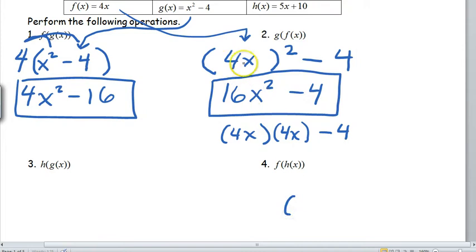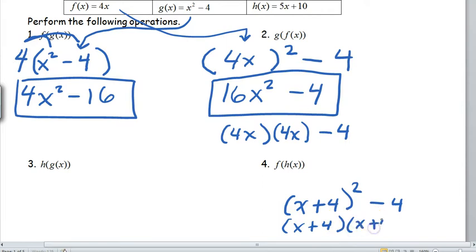And say if instead of being 4x, say if it had been x plus 4 squared, minus 4, whatever. This time, I can't just square the x and square the 4. When it's a sum or difference in there, that's when I have to do x plus 4 times x plus 4 and FOIL it. But if it's just a monomial, just one term with no plus or minus, you can just square the 2 things that are there.